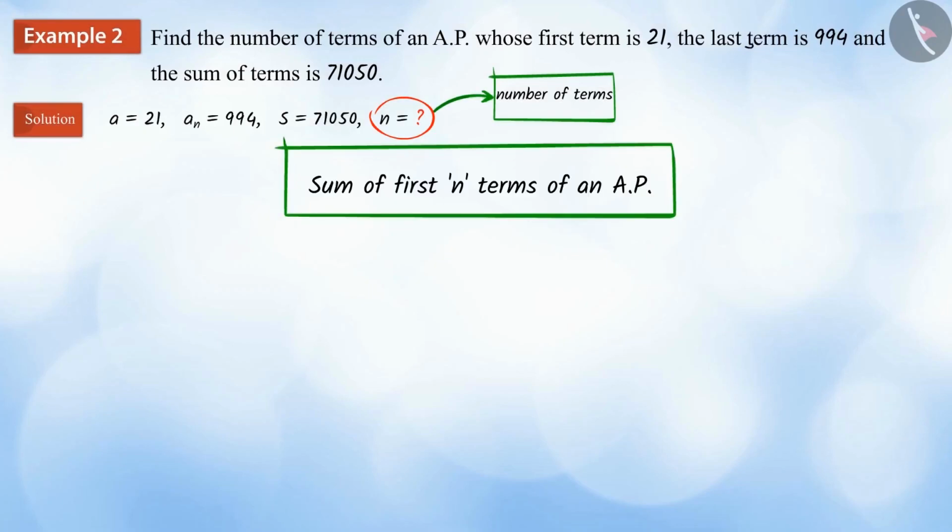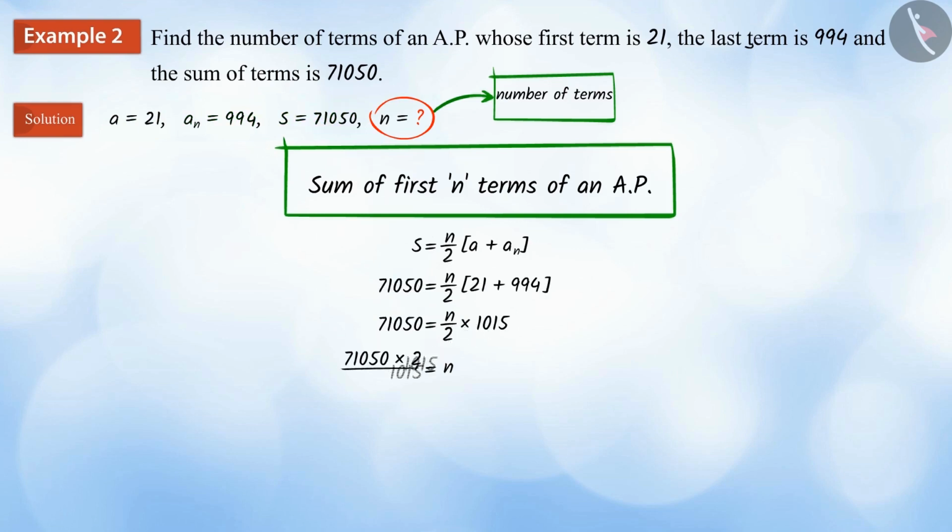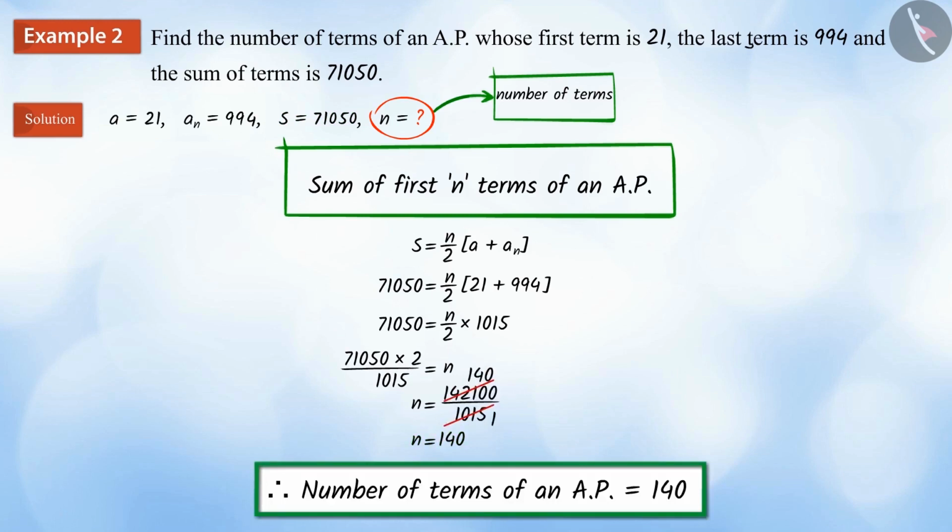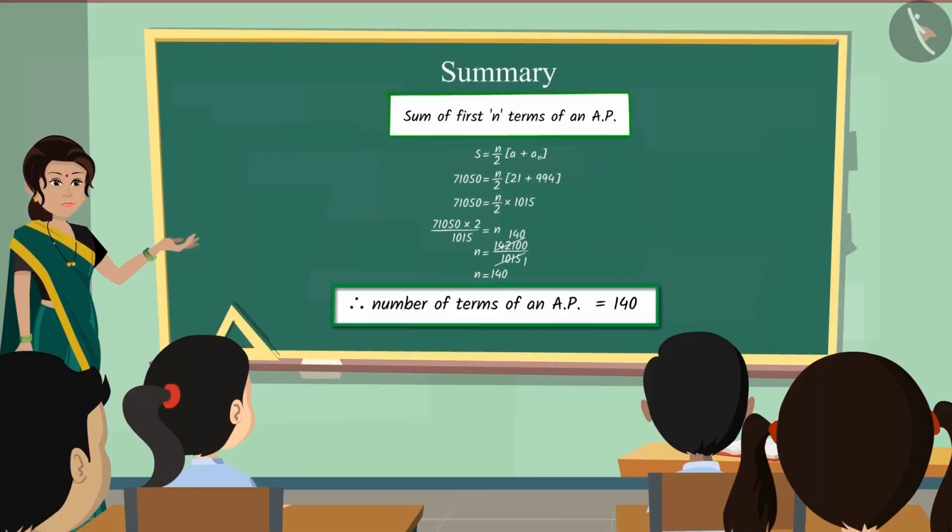Can you tell what we need to do for this? Yes, here we have to use the formula for the sum of the first n terms of the arithmetic progression. By substituting the values of a, an, and s in the formula, we get n equals 140. Therefore, there will be a total of 140 terms in the arithmetic progression. Today, in this video, we have looked at some interesting examples based on the sum of the first n terms of an arithmetic progression. In the next video, we will see some simple mistakes that can occur while solving these types of questions.